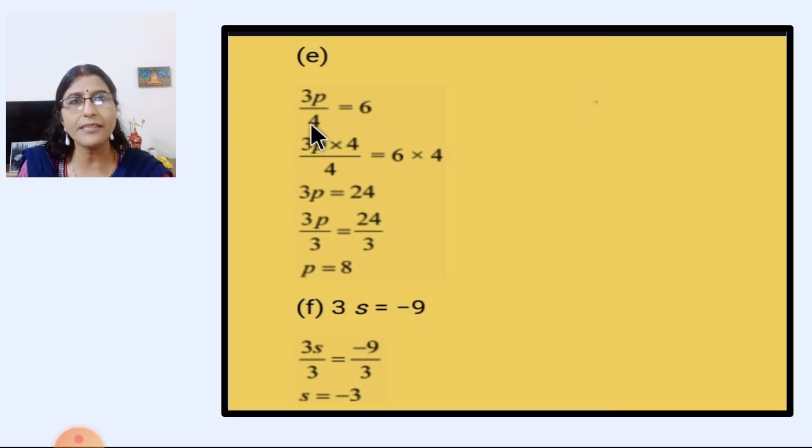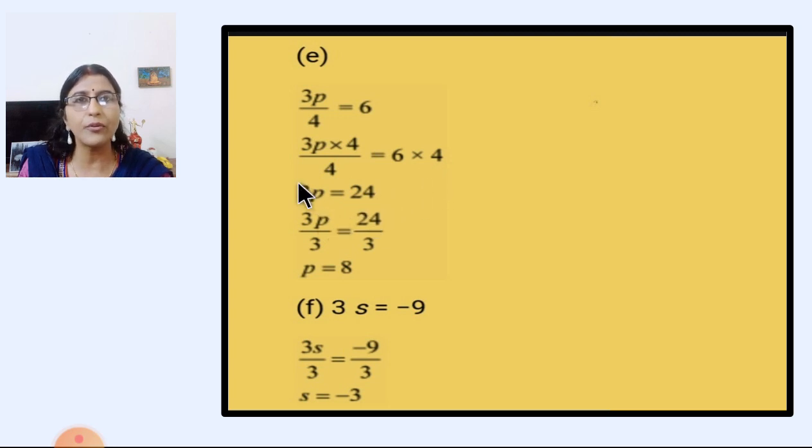We have learned this before. When there is division, first we have to remove this 4. To remove this 4, which is dividing, we have to multiply on both sides of the equation. That is done here: 3p upon 4 multiplied by 4. On the right side also you can see 6 is multiplied by 4. So the 4s will be cut. You will get 3p is equal to 6 fours are 24.